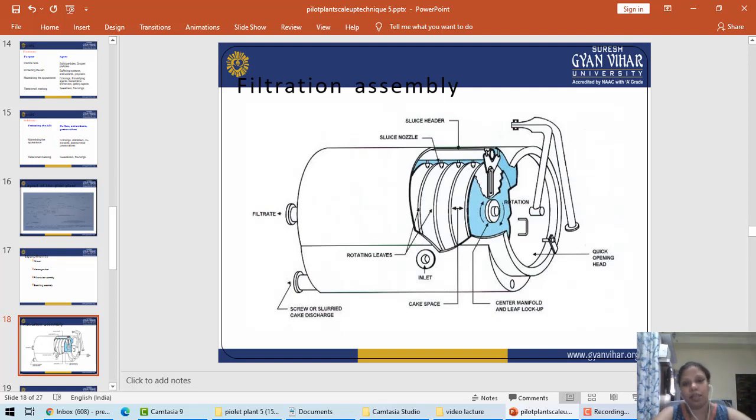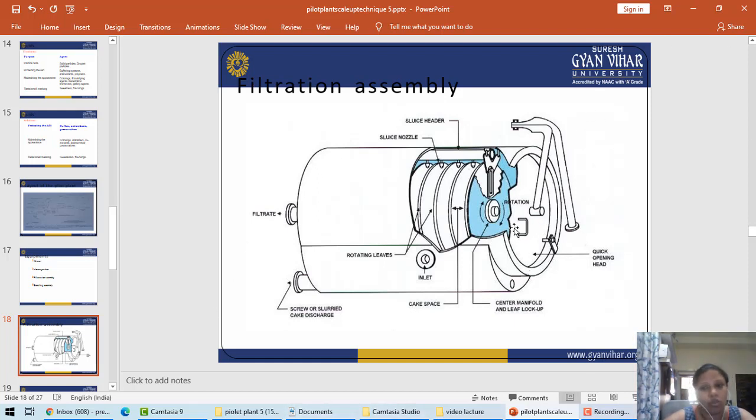Next is the filtration assembly. So here you can see the filtration assembly is given. In this, the opening of the head is there, quick opening, and center manifold and leaf lockup is there. Here you can see the cake space is there. Here inlet is here, and these are the rotating leaves. Then nozzles are there, spray nozzles are there. Then sluicing headers are there, and screw and cake discharge is here, and filtrate is here. So basically this is the filtration assembly.